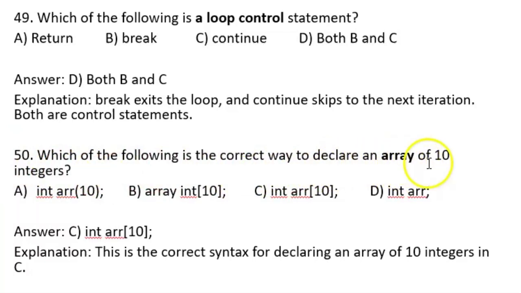Question 50. Which of the following is the correct way to declare an array of 10 integers? The answer is C. Int array 10 semicolon. This is the answer.